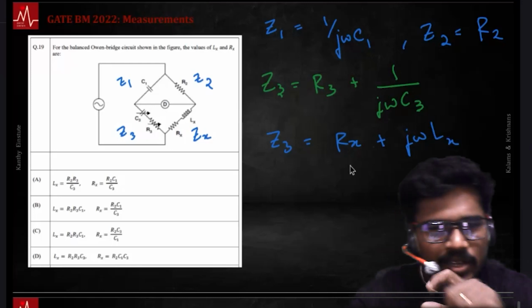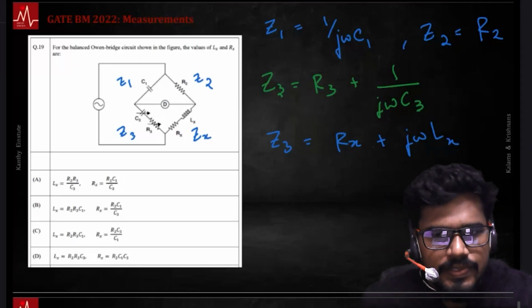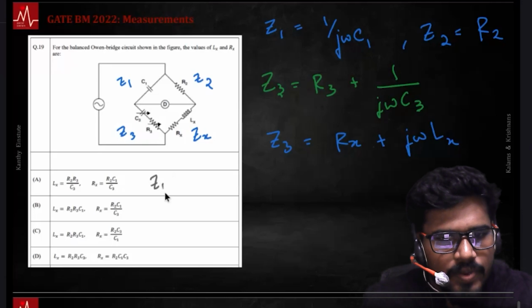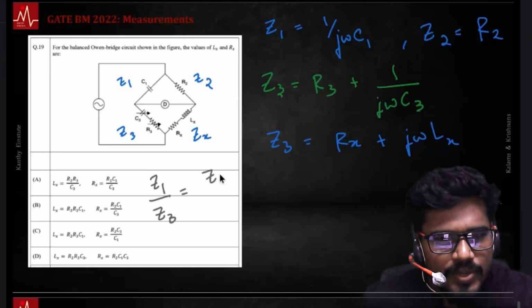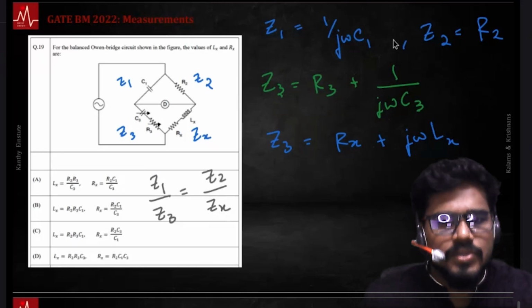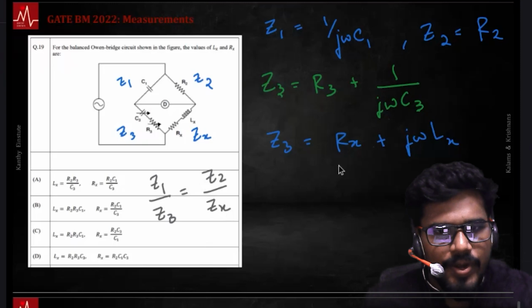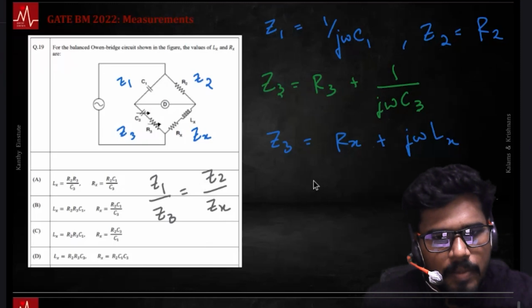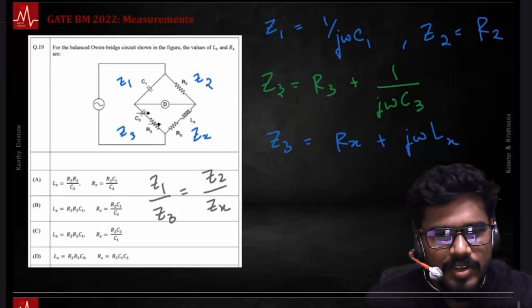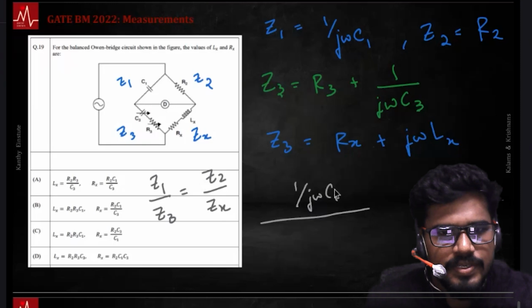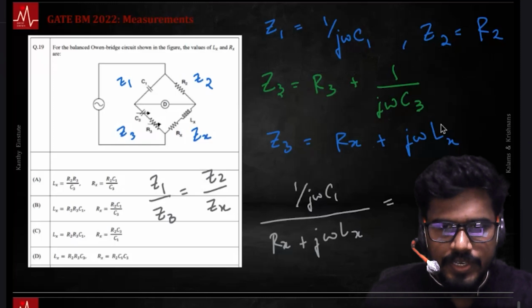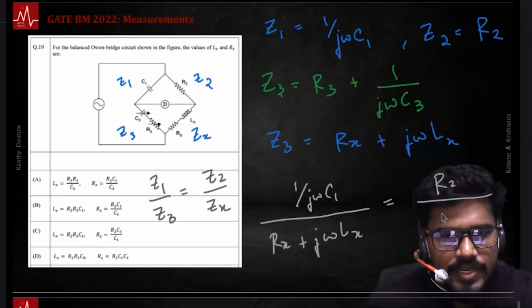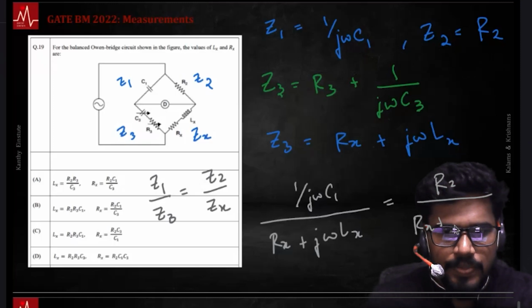Omega is typically the operating frequency. Let's write down our condition. That's the condition I just said: Z1 by Z2 equals Z3 by ZX. If I were to write that down over here, in a convenient form, I have 1 by j omega C1 in the numerator. This is Z1. Z3 is R3 plus 1 by j omega C3. That needs to be equal to Z2, that is just R2, by ZX, that is RX plus j omega LX.